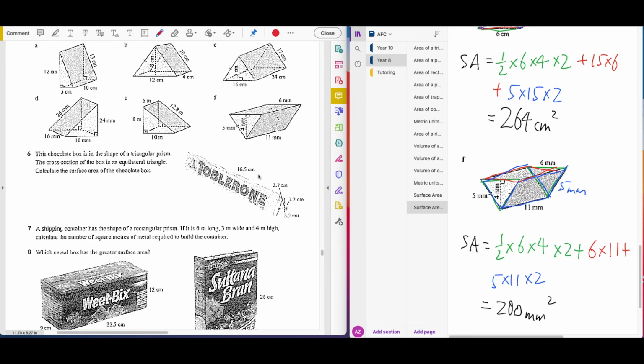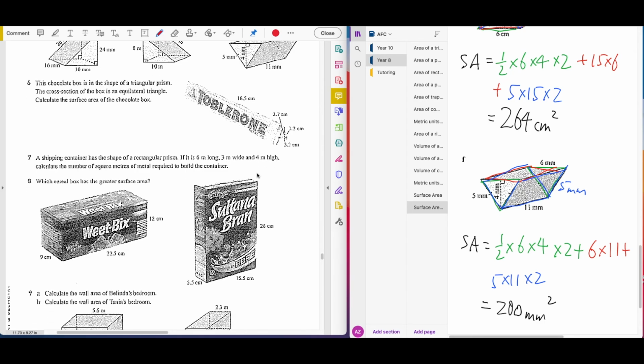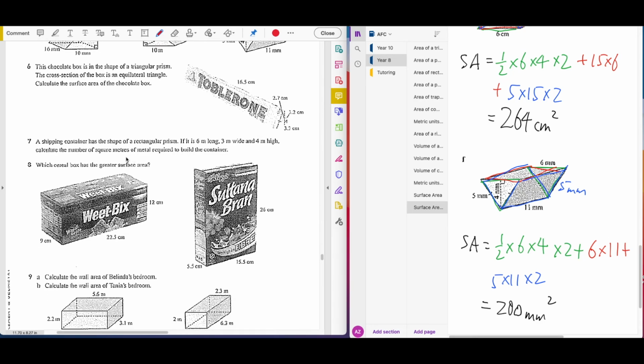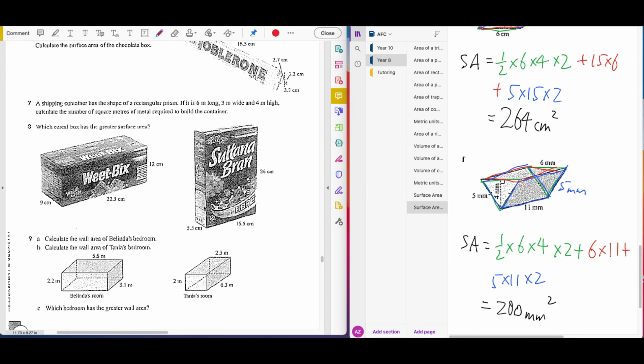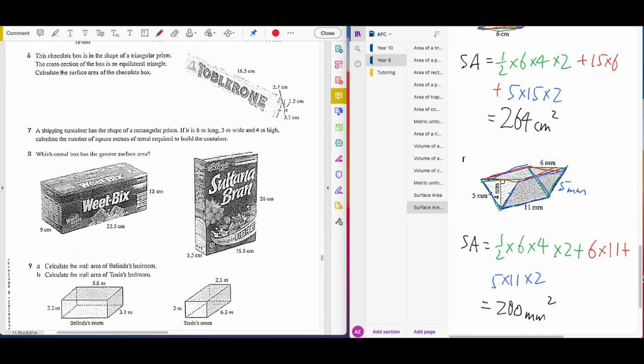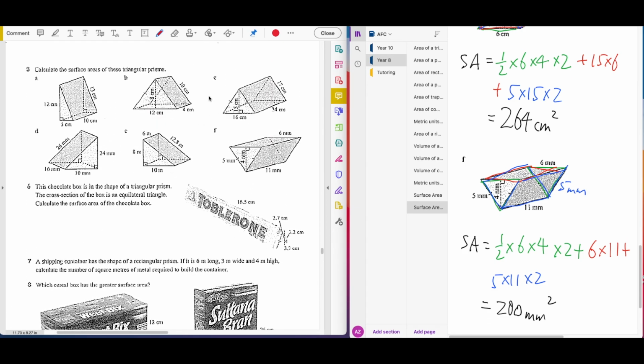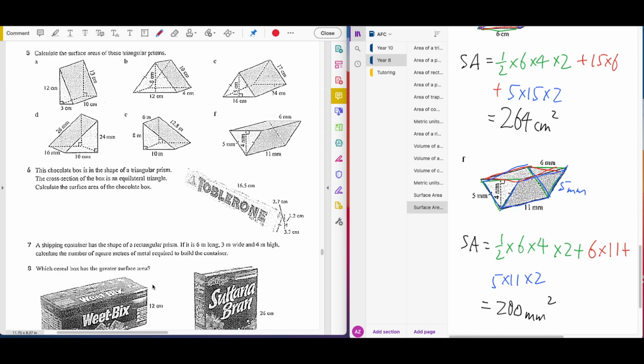Okay, so I hope these examples are enough for you to do the homework. Now, if you look at the other questions, if you look at question 7, it says a shipping container has a shape of rectangular prism. So basically, if it doesn't draw a diagram for you, I recommend you draw the diagram. So this is a rectangular prism. These are also rectangular prisms. These are also rectangular prisms. So in other words, what question 7 and 8 and 9 are asking you is surface area of a rectangular prism. Question 5 is triangular prism. So just remember, triangular prisms have how many faces? They only have 5. Rectangular prisms have 6 faces.